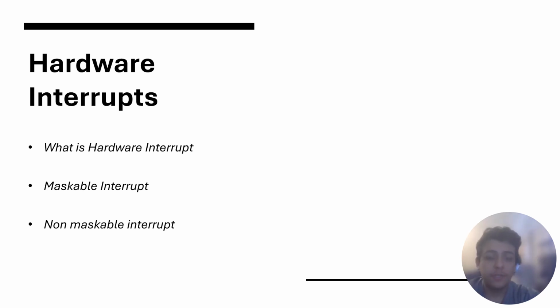Okay, so now we are on our next topic, which is hardware interrupts. What is a hardware interrupt? Well, a hardware interrupt is a signal from hardware, for example, a keyboard or a mouse, and it notifies the CPU of an event that needs immediate attention.